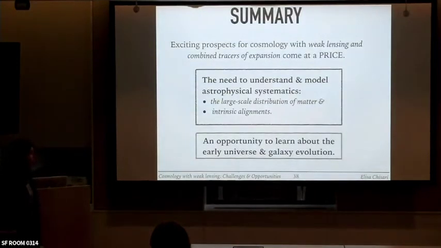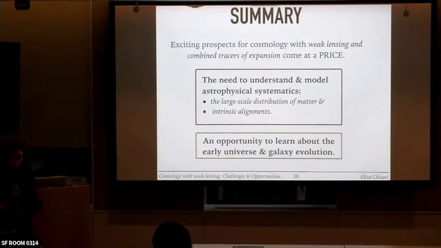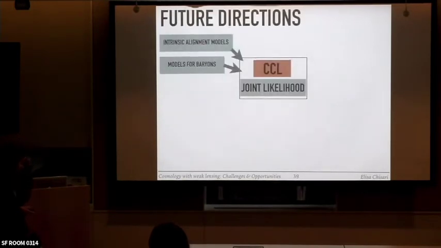Okay, so to summarize, I think we have exciting prospects for weak lensing and combined tracers cosmology in the next decade. They come at a price, the price that we need to improve our models of the universe, and that means understanding some of the astrophysical effects that we didn't care about before for cosmology, but that we need to introduce now, and we need to discuss with our galaxy evolution colleagues how to do that in a coherent way. So this is not only an opportunity to learn about galaxy evolution, but also the early universe through the shapes of galaxies. So what does the future look like?